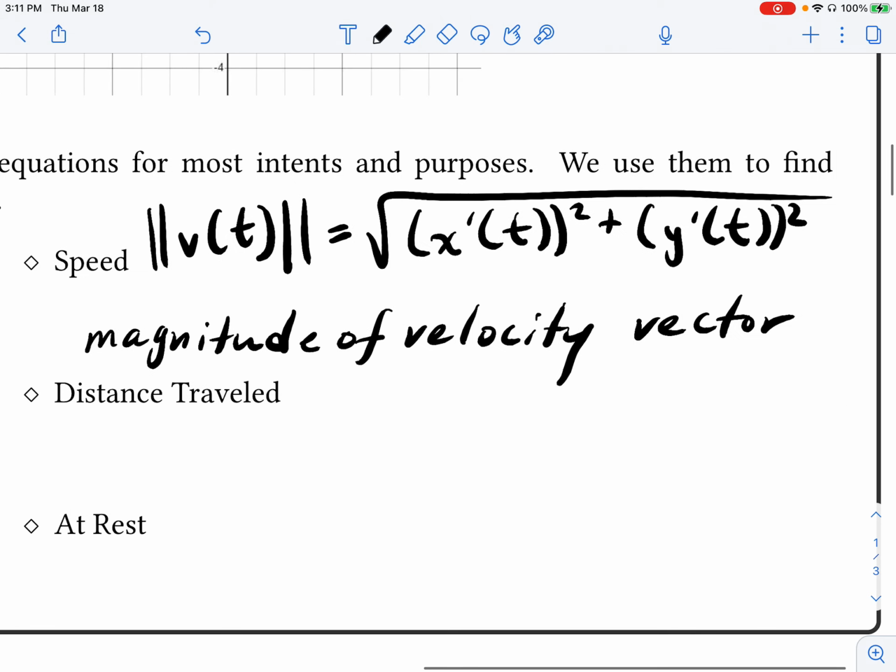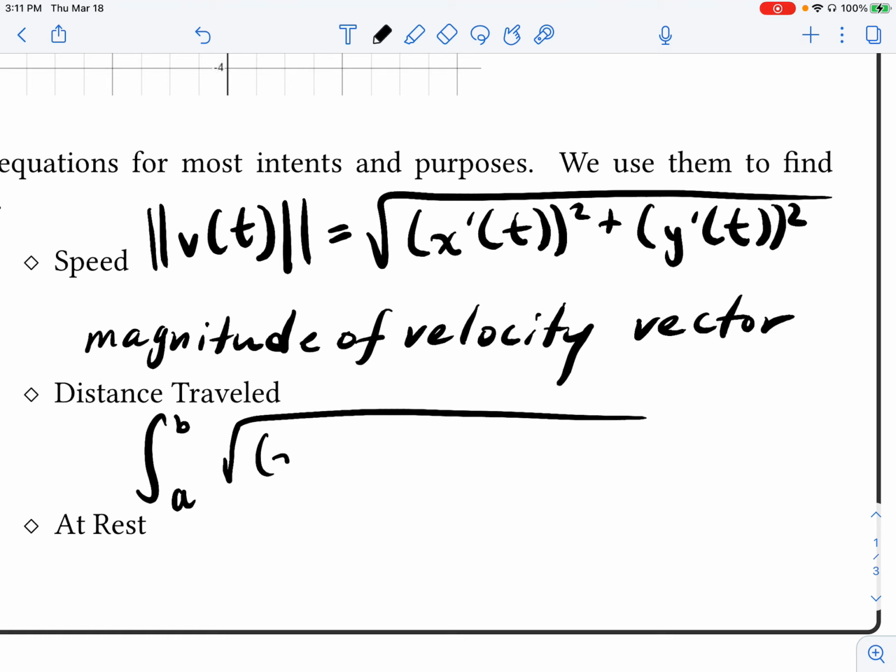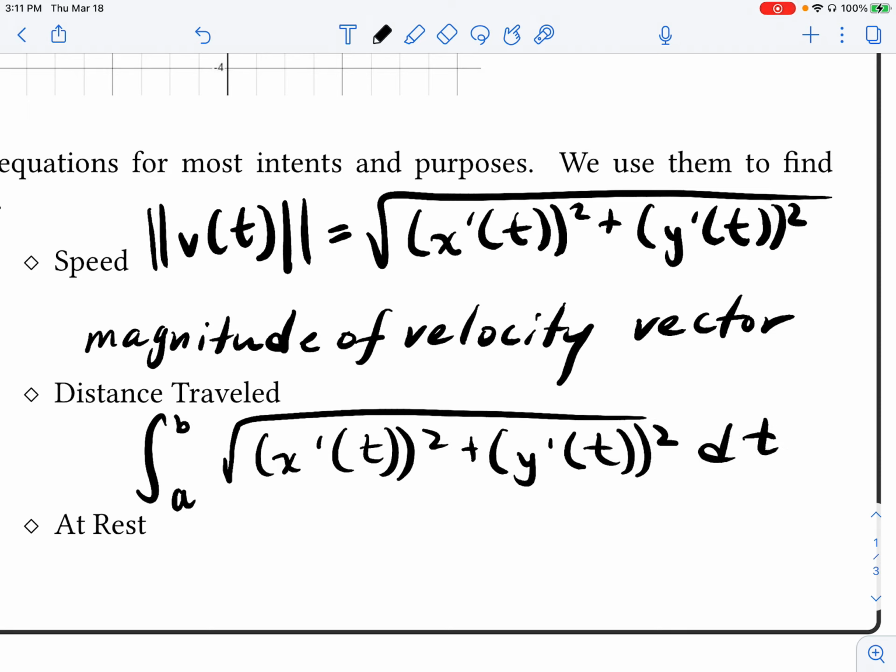For the distance that a particle travels along a plane curve, we can't just use the distance formula because oftentimes these are curves, so we're going to want to use our arc length formula. So we would find the integral from a to b, given our parameters and where we're integrating from, of the square root of x prime of t squared plus y prime of t squared, all of that dt. And again, all of this is just the integral of our speed, if you will.